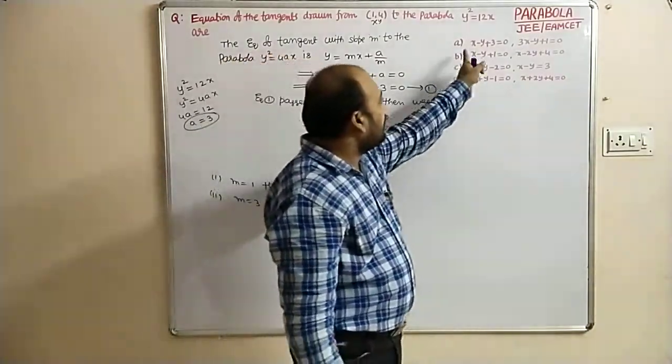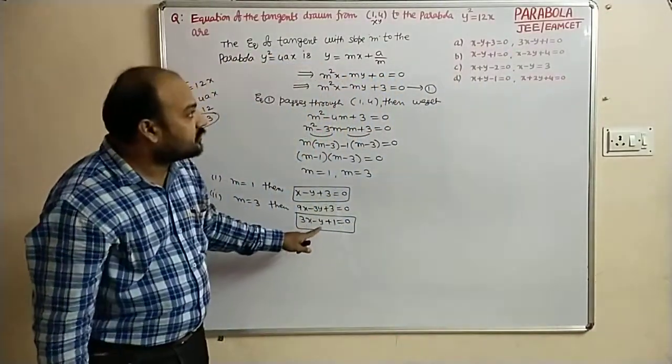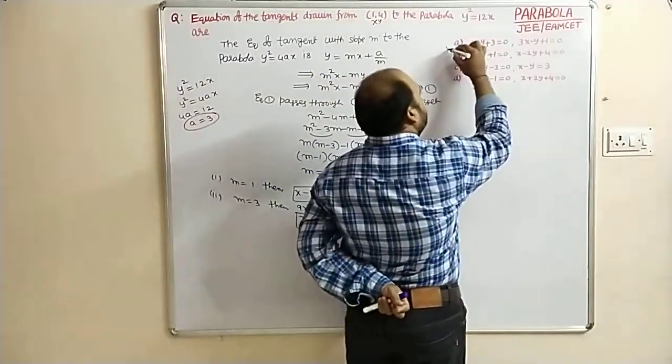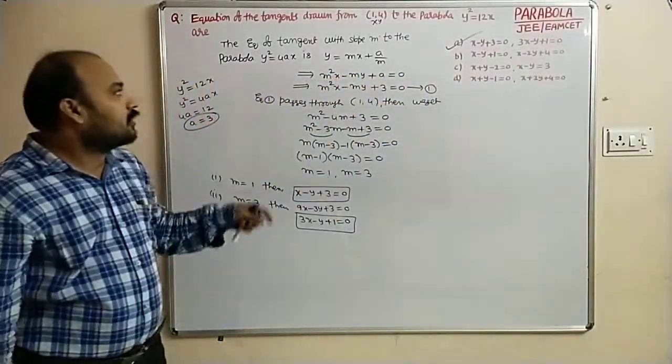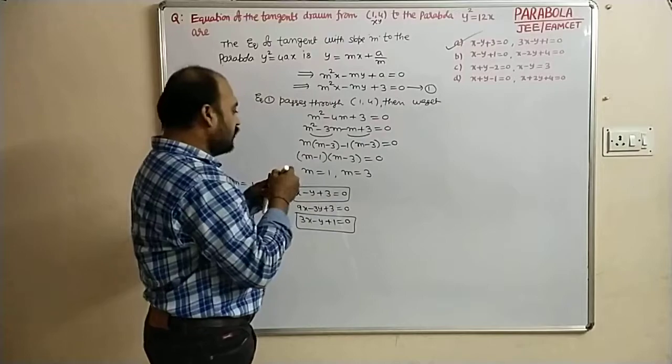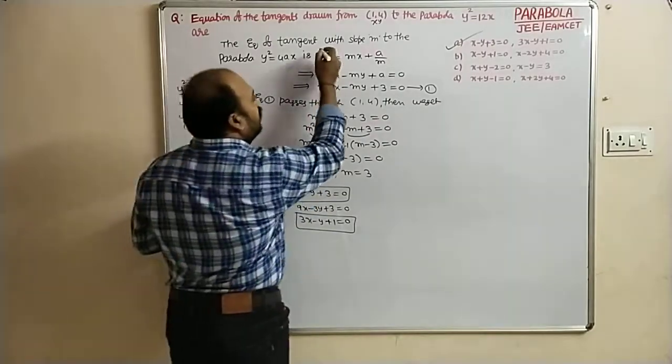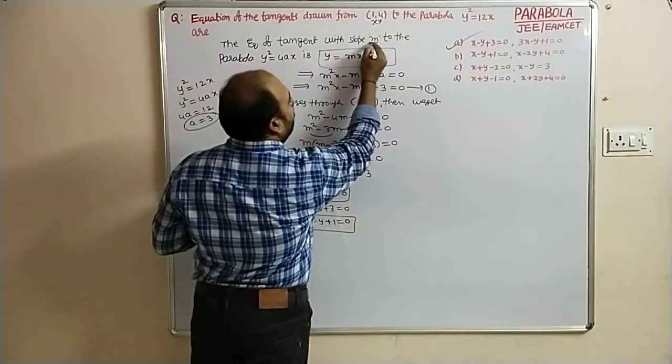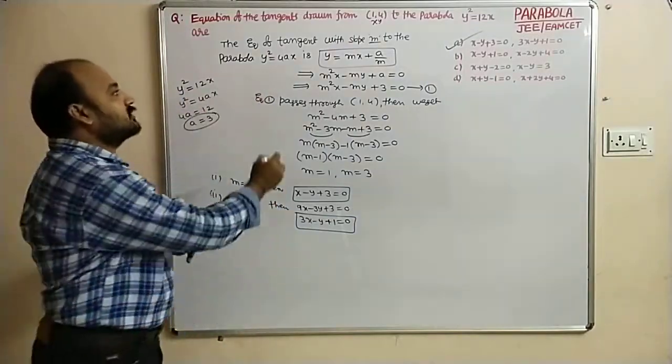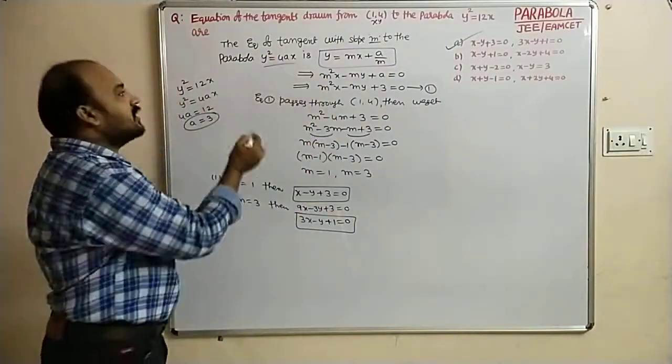x minus y plus 3 equal to 0 is there in the first option. 3x minus y plus 1 is also there in the first option. So the first option is the right option. You have to remember this very important thing here: the equation of tangent with slope m to the parabola y square equal to 4ax is y is equal to mx plus a by m.